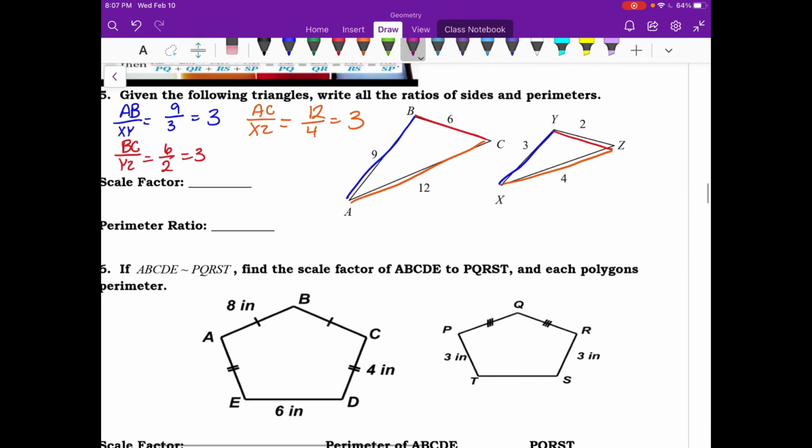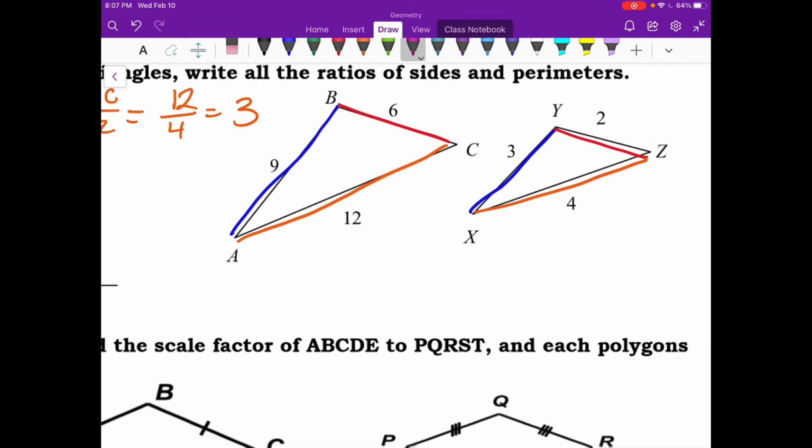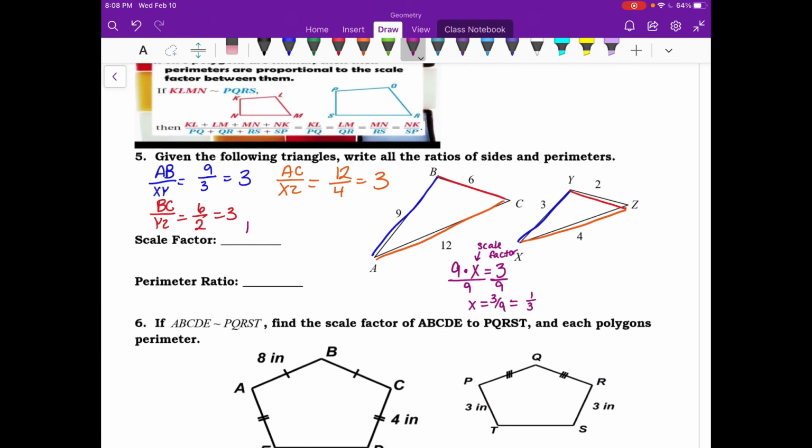So let's find our scale factor. If I look at AB, AB is 9. So what number do I multiply by 9 to get 3? That's my scale factor. 9 times x, to get rid of that 9, I will divide by 9 on both sides. And I get x equals 3 over 9, which simplifies to 1 over 3. So my scale factor is 1 over 3. And my perimeter ratio is going to be the same as all of these other ratios, which were all 3.